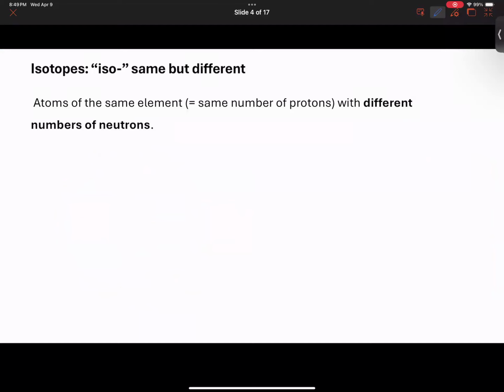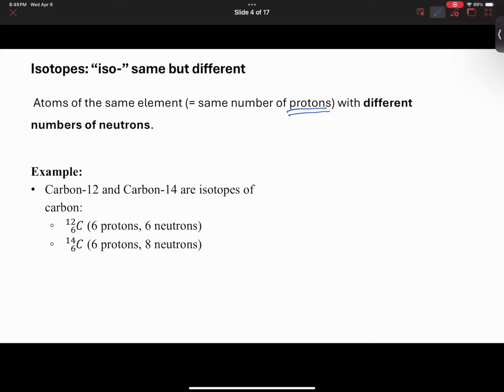Now let's think about isotopes. Iso is derived from a Greek etymology meaning same but different. So isotopes are atoms of the same element, same meaning they have the same number of protons. When the number of protons is different, it is not the same element. For example, all carbon isotopes have 6 protons. When the number of protons is 7, it is nitrogen, not carbon at all. So they have the same number of protons but a different number of neutrons. For example, carbon has many isotopes, but the majority are carbon 12 and carbon 14.